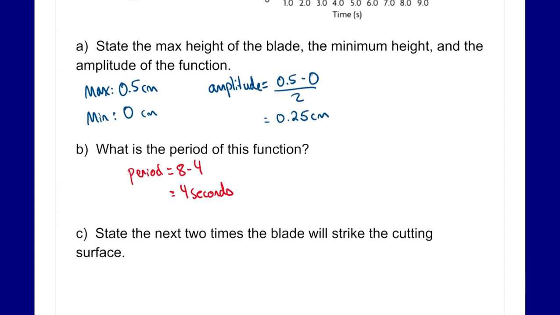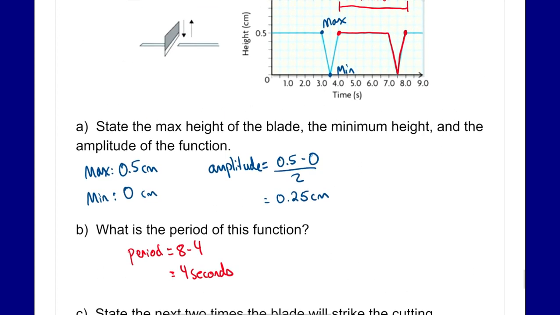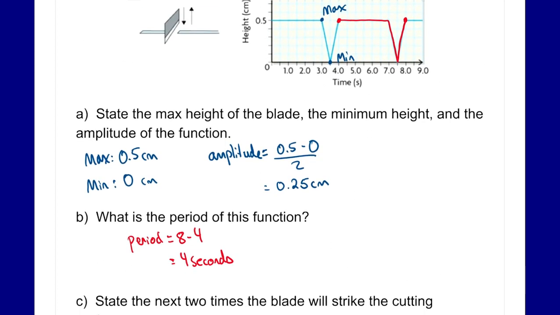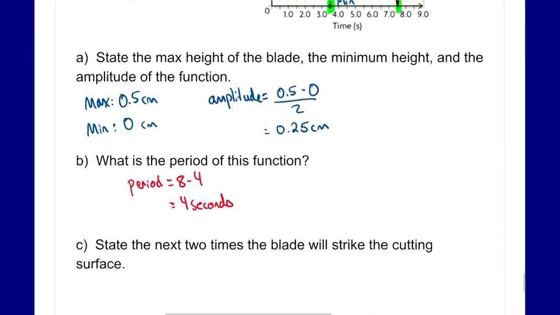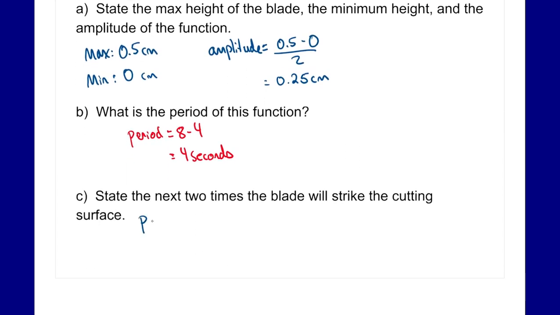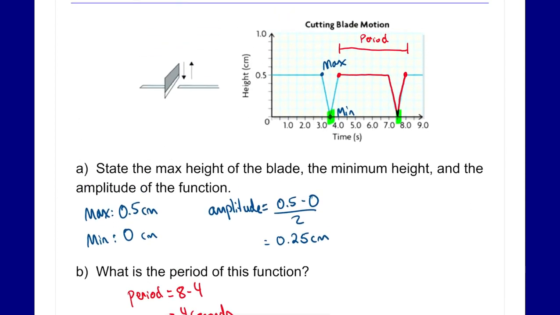C says, state the next 2 times the blade will strike the cutting surface. So I need to first look and see, when does it strike the cutting surface? When does the height equal 0? And I see 2 values. We see one here and we see one here on our graph. I'm going to pick the most recent one, the latest one, which is when the function is at 7.5, the height is 0. So we see this last one over here. At a time of 7.5, or an x value of 7.5, the height is 0. So that means it strikes the cutting surface.